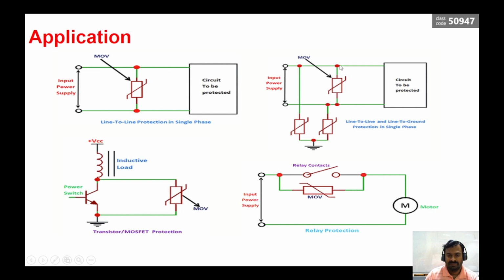In the first case, it is between line to neutral, and here we have line to earth and neutral to earth. When power surges are created between line to earth, the high voltage will be bypassed to the ground through this path. And if it is between line to neutral, it will come through this path. If you have transistors to be protected, we can also have MOVs connected in parallel to the transistor, and relays also can be protected using MOVs connected in parallel to these devices. So these are a few applications of metal oxide varistors.